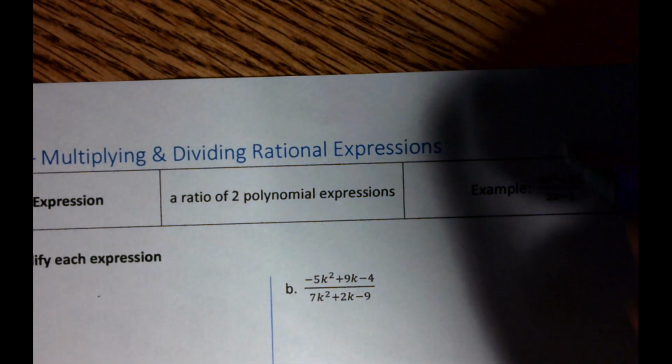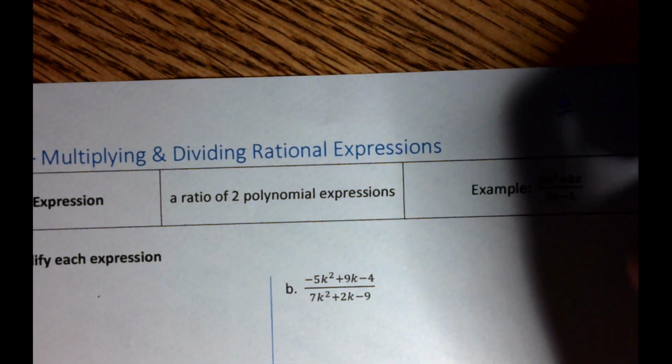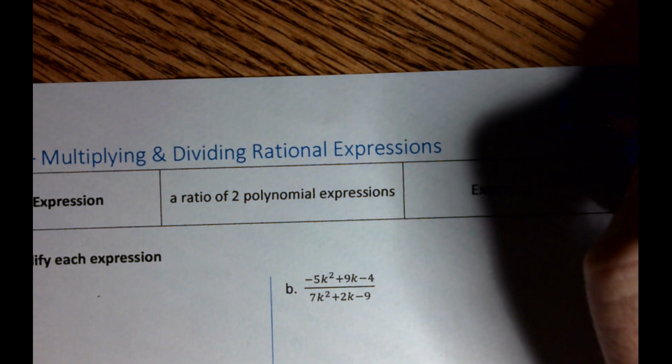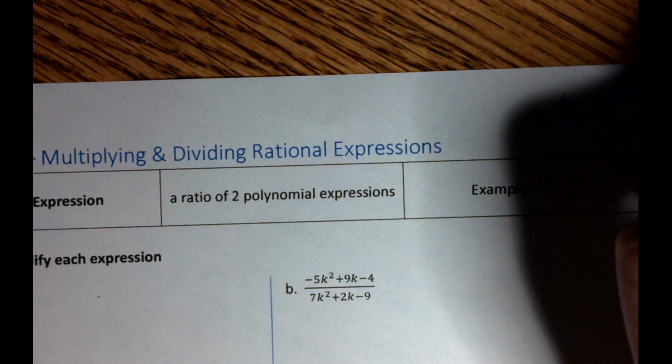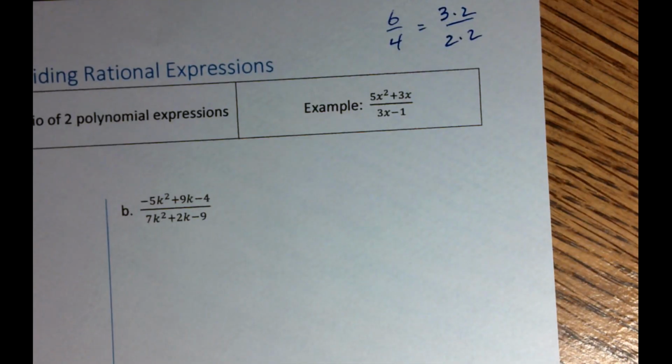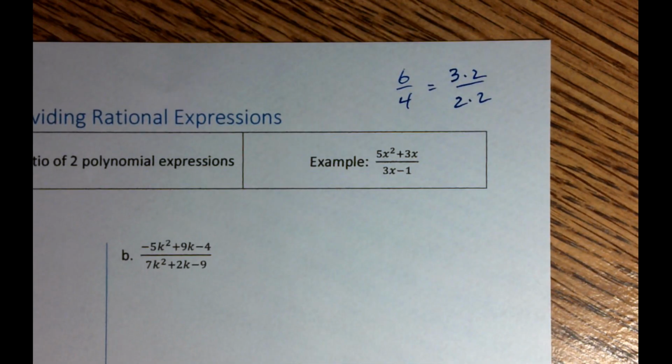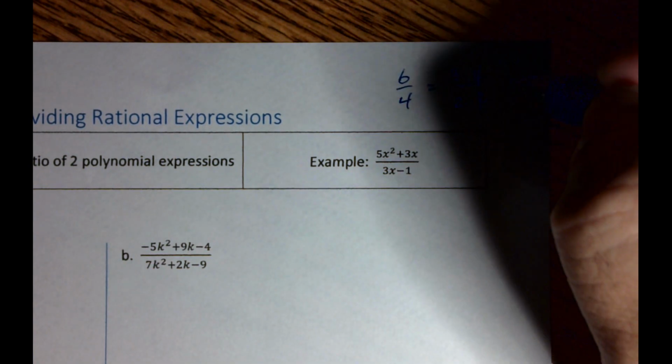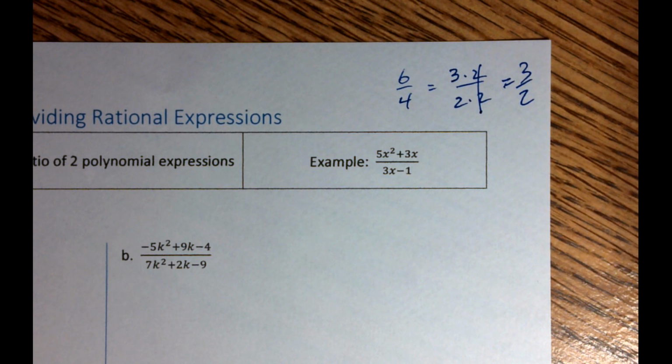Kind of like if I had 6 over 4, I could write that as 3 times 2 over 2 times 2, right? So 6 is the same as 3 times 2, 4 is the same as 2 times 2, and I can reduce the fraction, right? Cancel the 2's and I have 3 over 2. That's what we're going to do with these polynomial expressions.